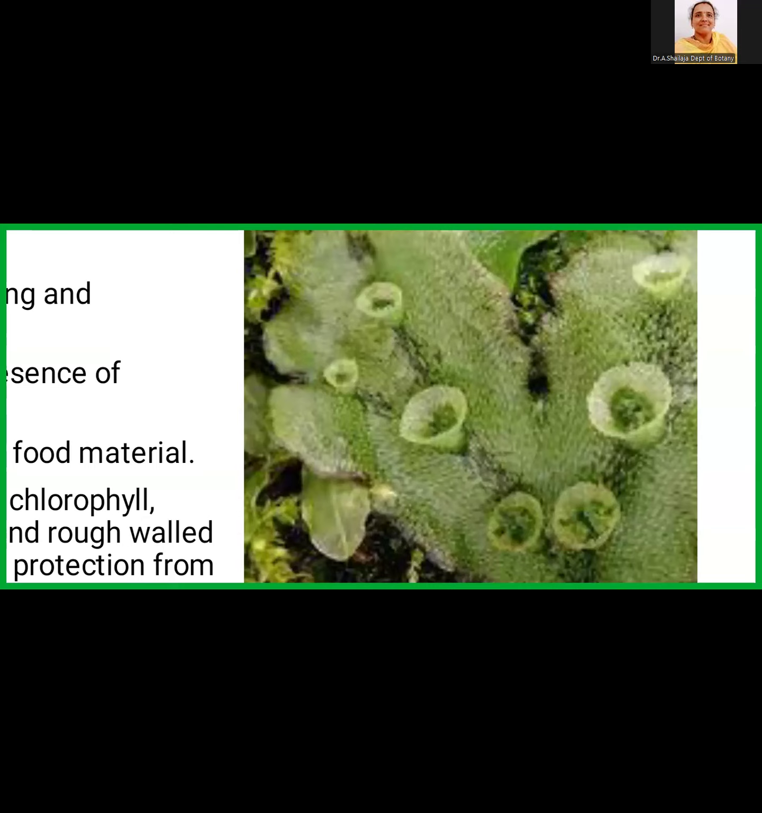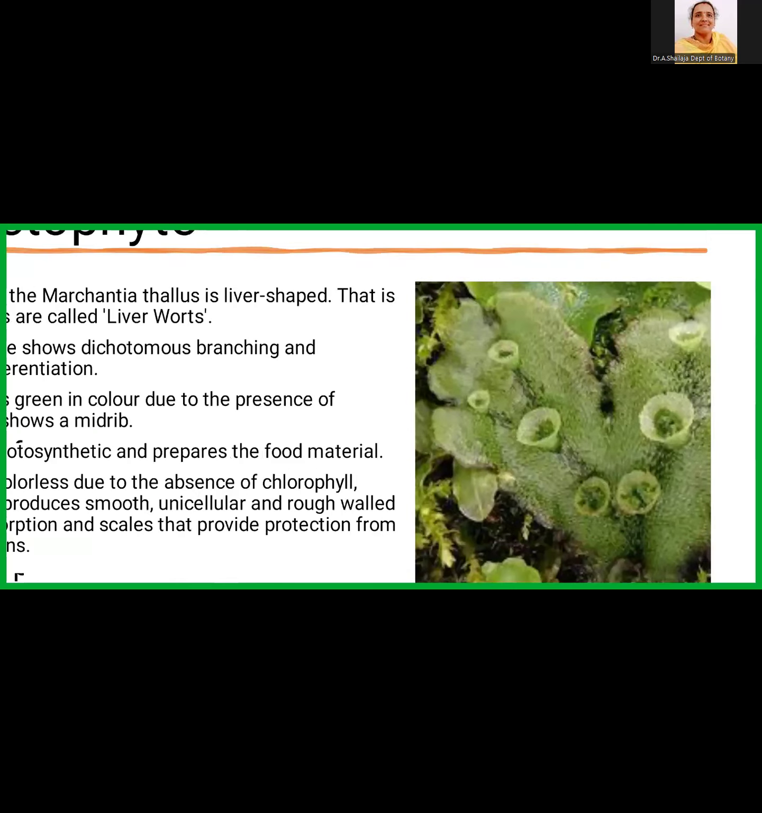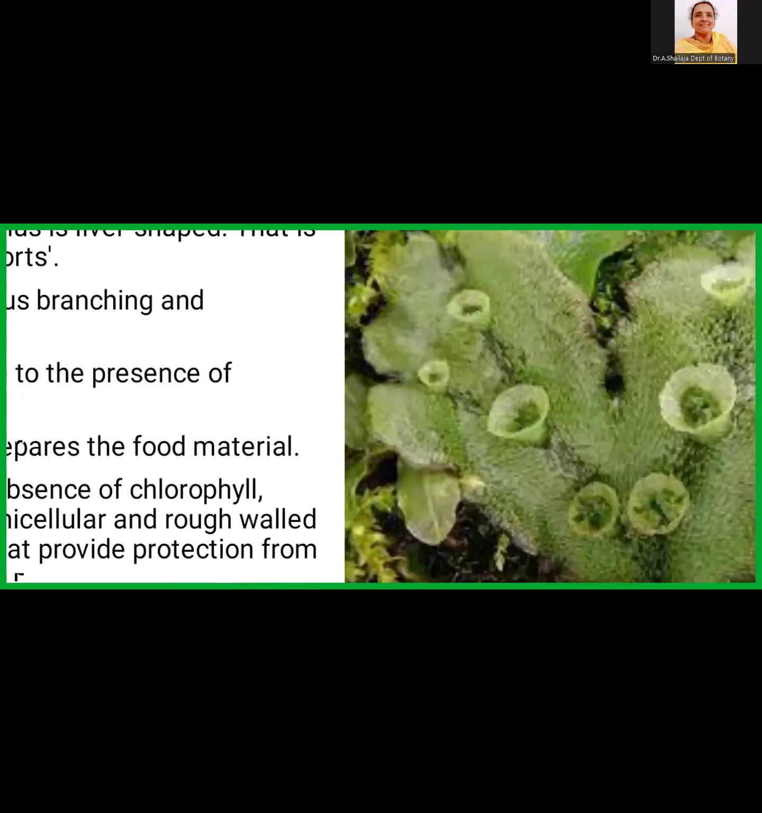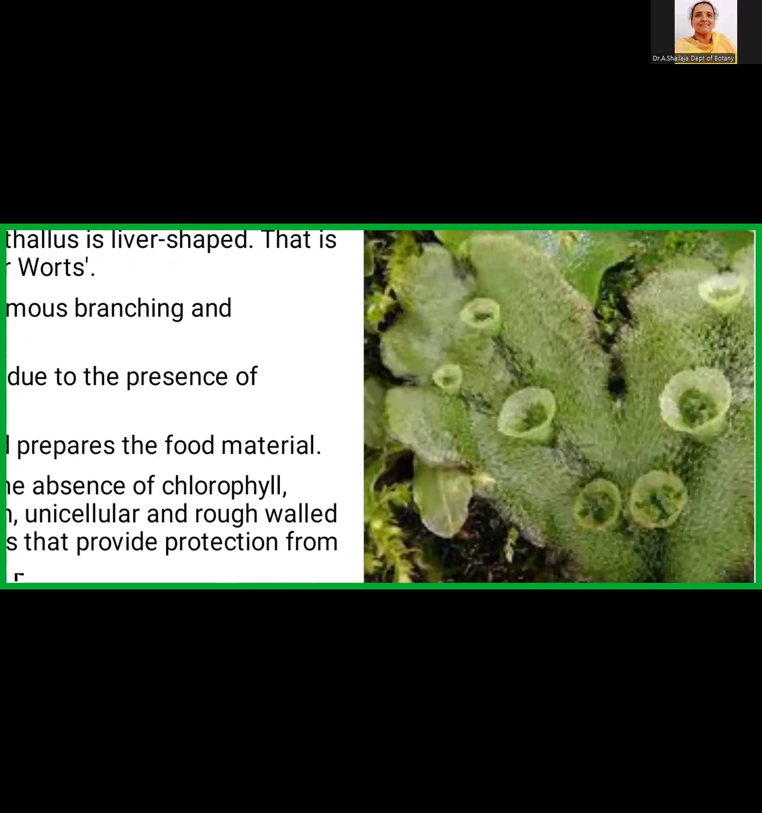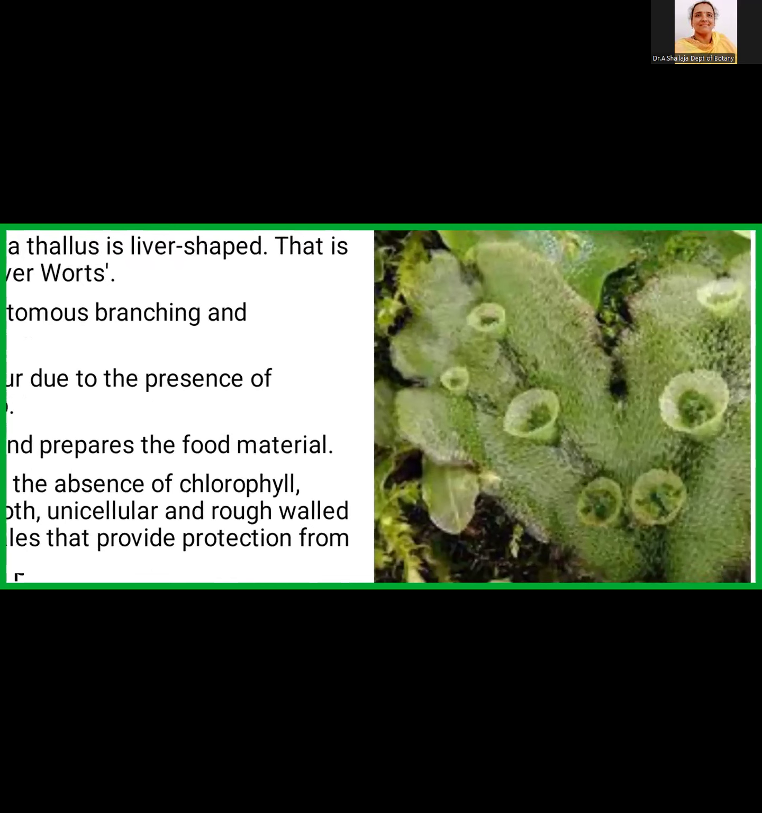The deep green dorsal surface is marked into small diamond-shaped areas which indicate the outline of the air chambers just beneath the upper epidermal layer, which show openings of the air chamber. See here, these are some areas. These indicate the air chambers, just beneath the upper epidermal layer. These are the air chambers.